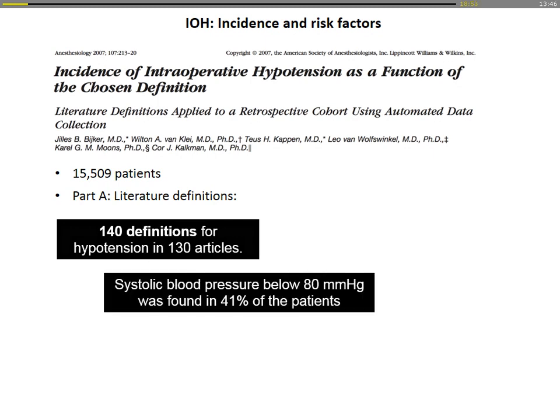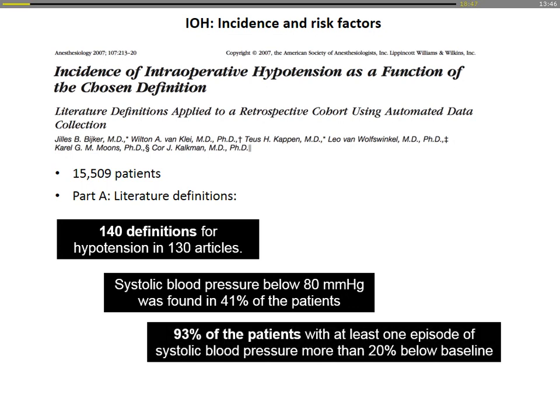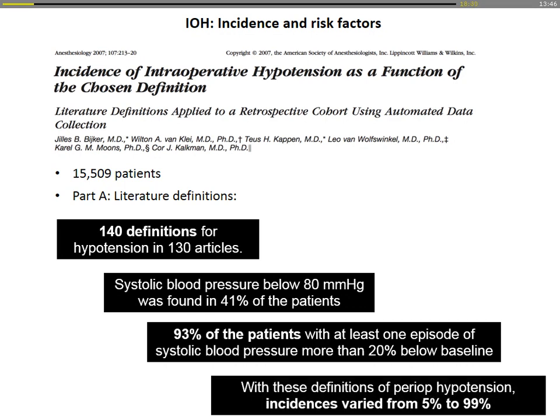The most common ones were these ones. Systolic pressure below 80 was found in 41% of the articles. 39% used at least one episode of systolic blood pressure more than 20% below individual baseline. And with these definitions, the perioperative hypotension incidence varied from 5% to 99% in these papers.